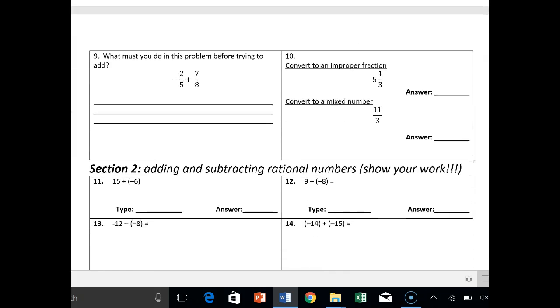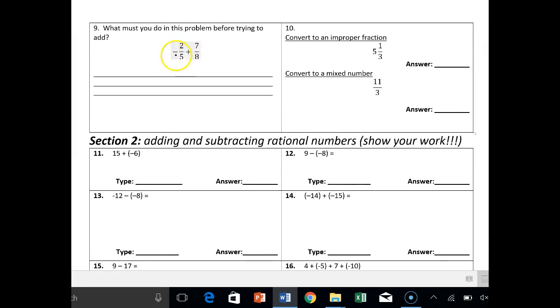All right, let's flip over to the back. What do we have to do before trying to solve this problem? Negative 2/5 plus 7/8. You have to find common denominators, because you are adding fractions without common denominators. Okay, so gotta find common denominators first.